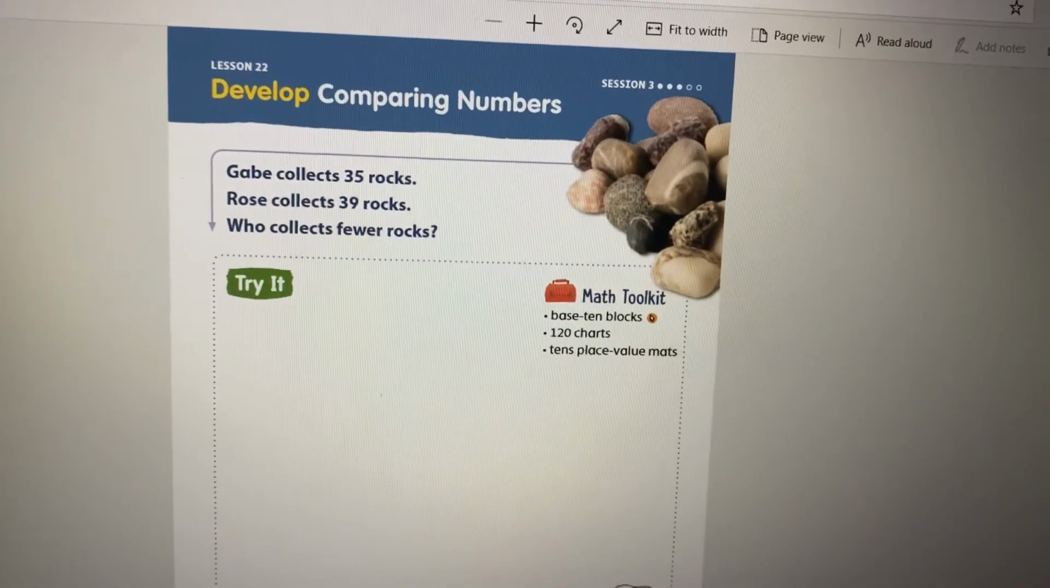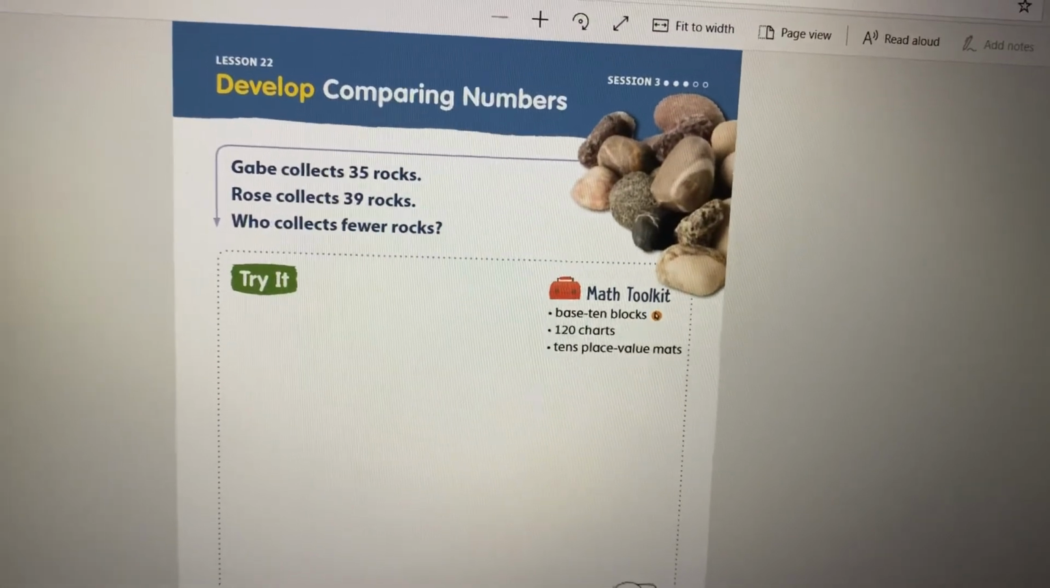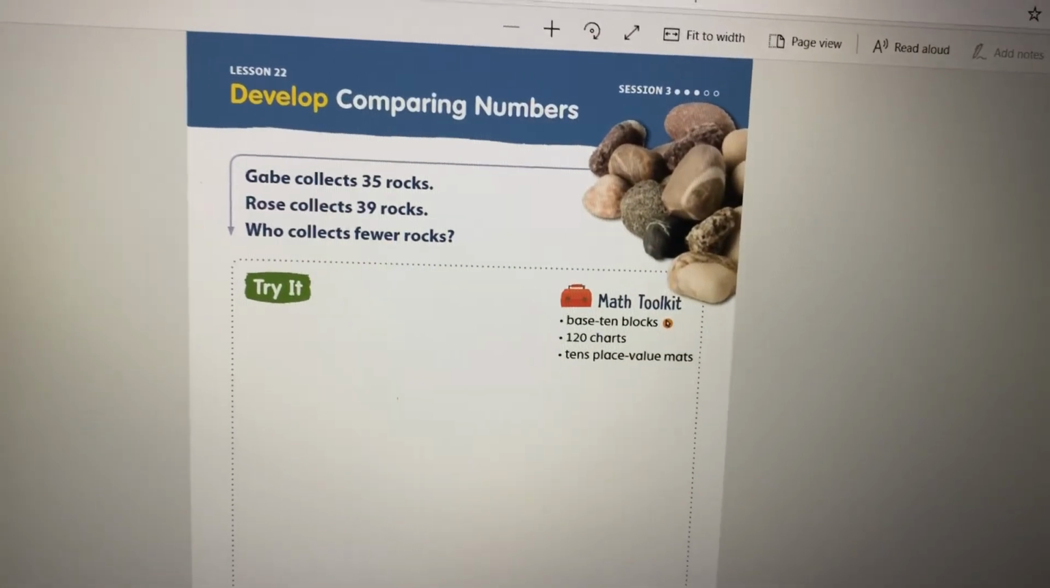Okay, so hopefully you drew a picture or you just know. And who has fewer rocks? Gabe has fewer rocks.